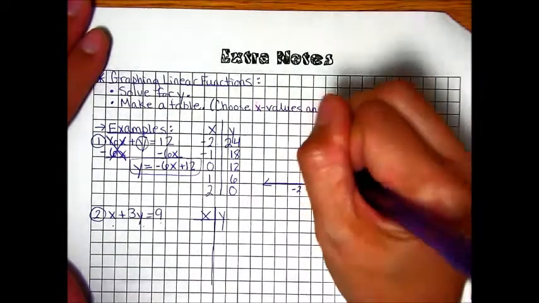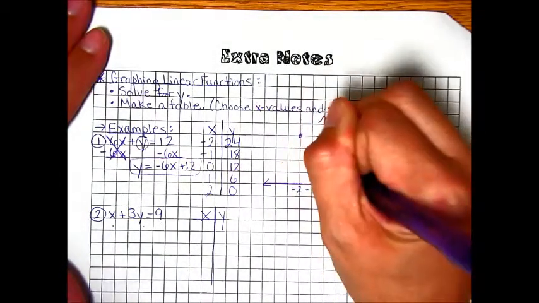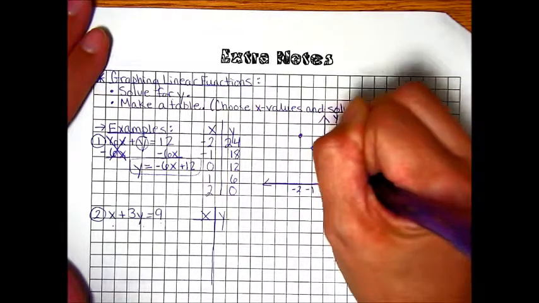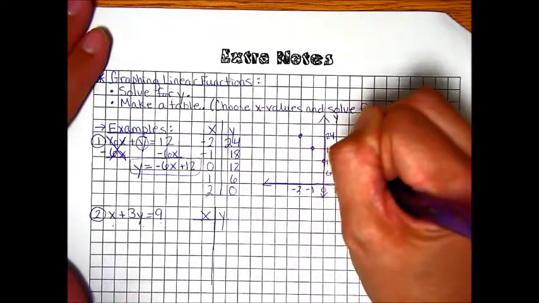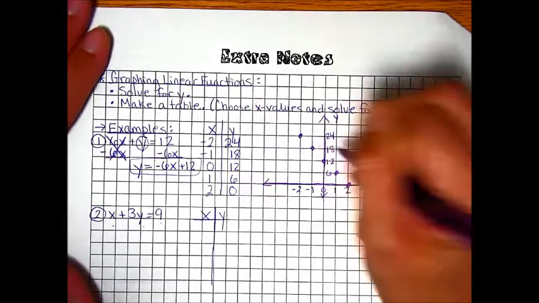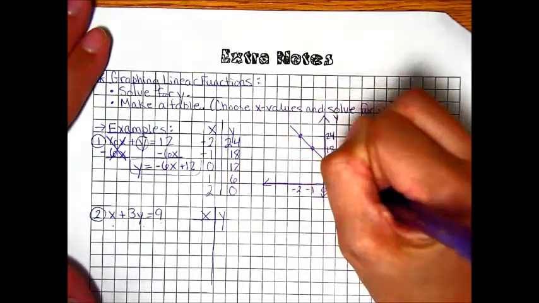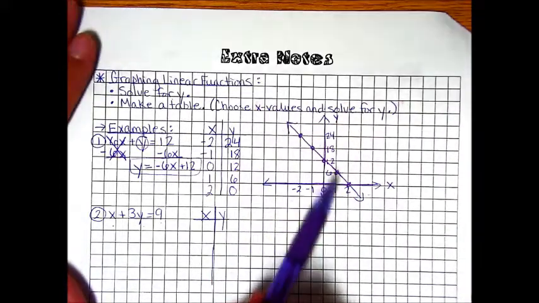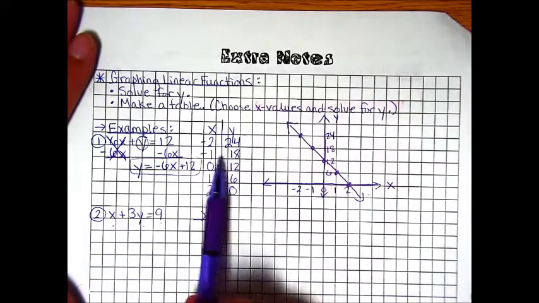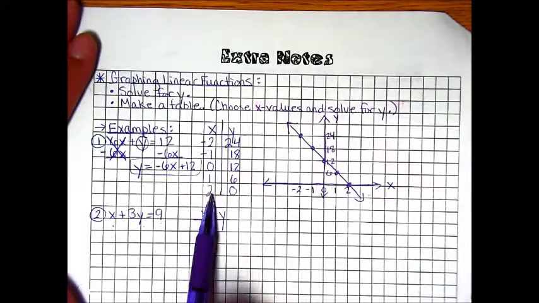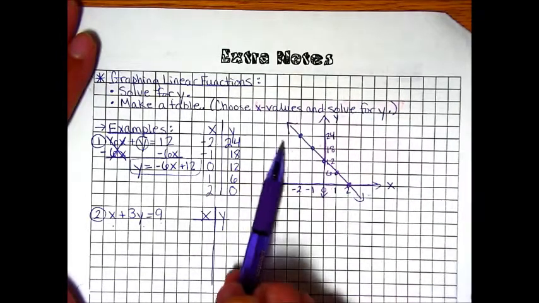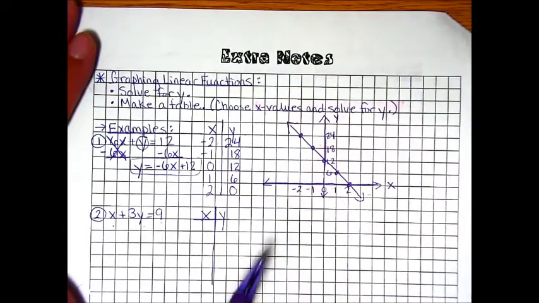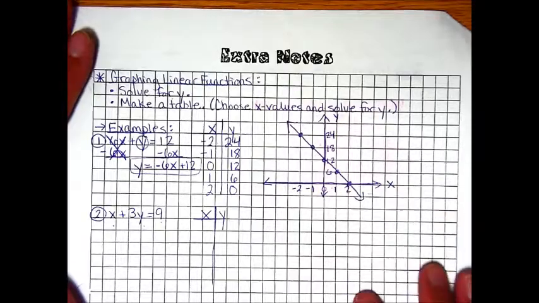Graphing those real quick: (-2, 24), (-1, 18), (0, 12), (1, 6), (2, 0). And these are functions, not sequences, so we are going to connect those. It could include points in between there. It just happens to be that those are the 5 points we selected, but there are many others that could be included in this function.